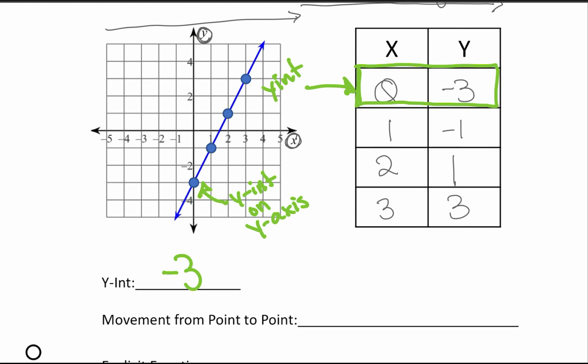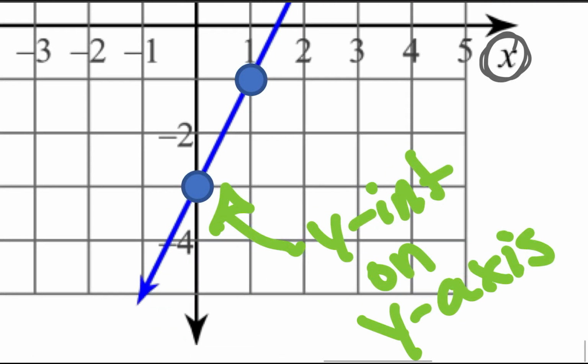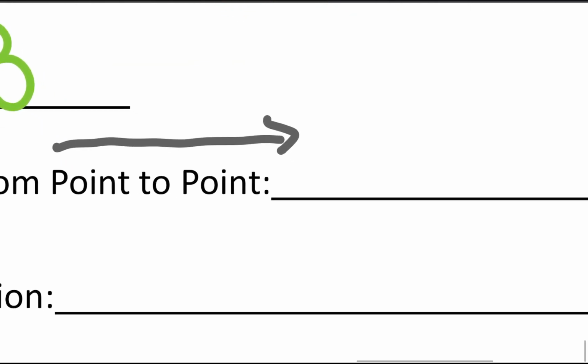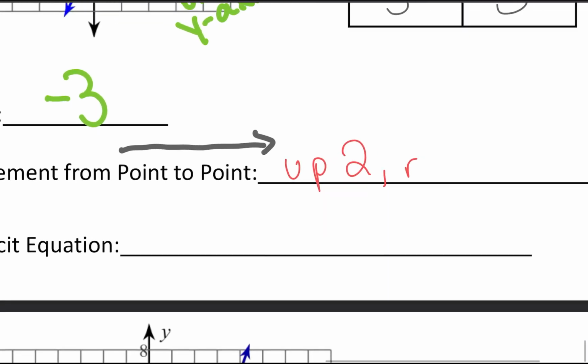Next up, we have moving from point to point. So moving from a left point to a right point. Let's zoom in here. How do we move from this left point to this right point? Well, we go up. We go up 1, 2. So we go up 2, and then we go right 1. So I'm going to write that down. So we go up 2, right 1.